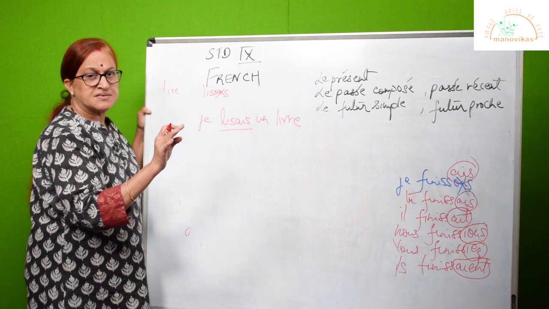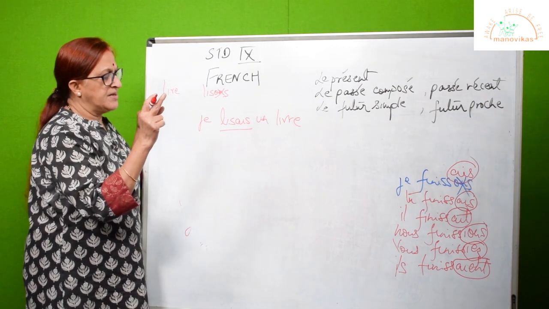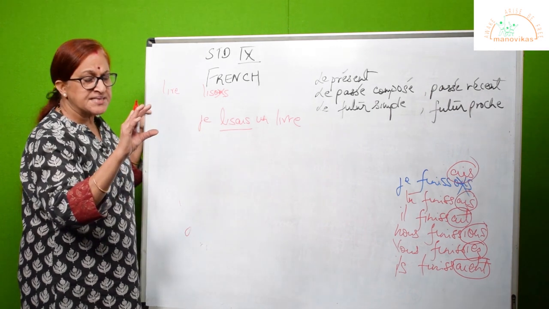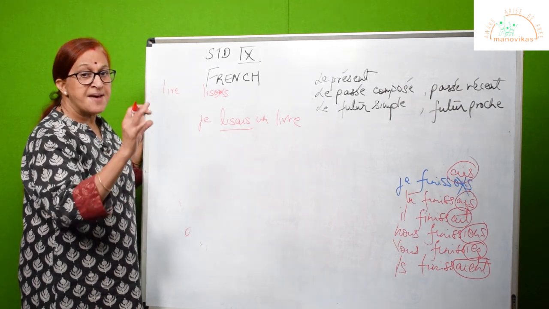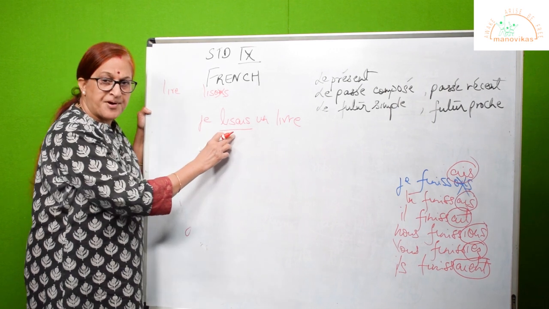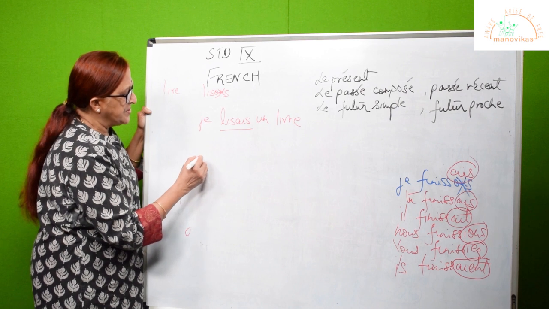It's a habit. So imperfect is used in two cases. Once when the action was continuing in the past, and second time when the action happens to be a habit. Every day I used to read a book, then I will use imperfect. Have you understood?